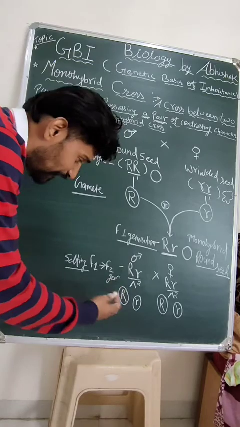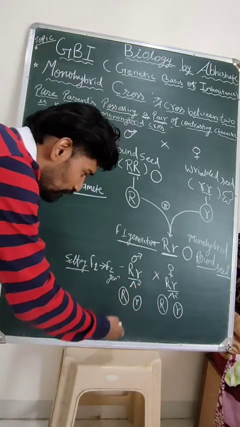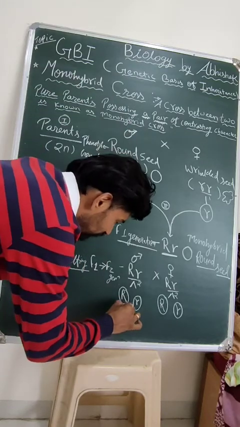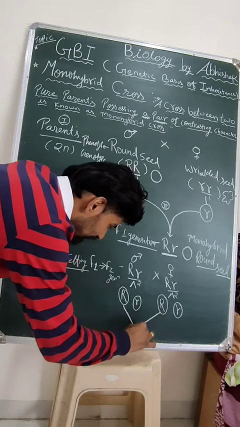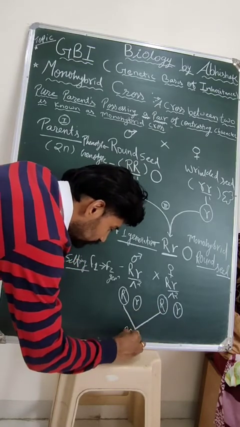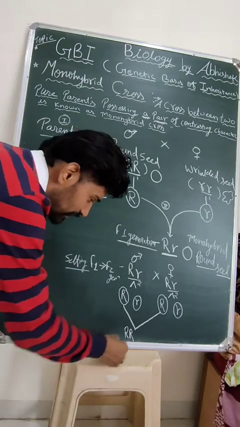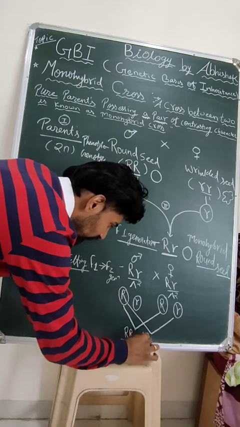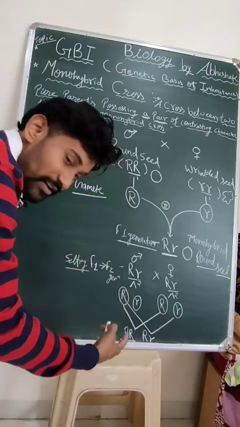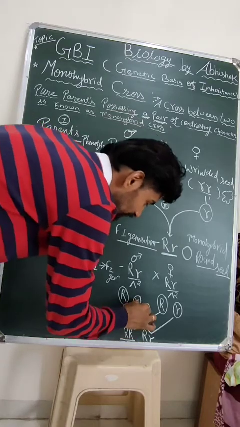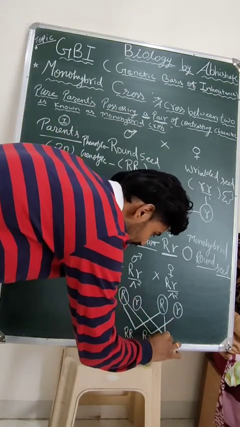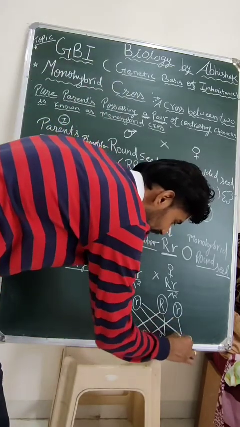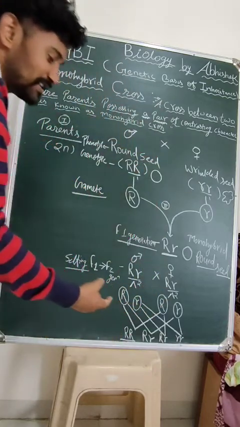So after selfing we will make it clear male gametes and female gametes. We will also draw a Punnett square, from that we will clarify. But first capital R, capital R. So appearance of jo hame yahan pe F2 generation mil raha hai, that is round, that is pure round. Appearance of second capital R small r, again round, but that round is hybrid round. And third appearance of capital R small r, again hybrid round. And at the end we get a small r appearance of wrinkle.